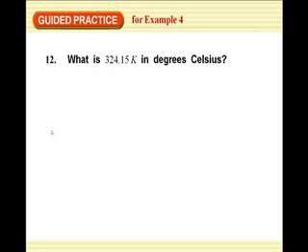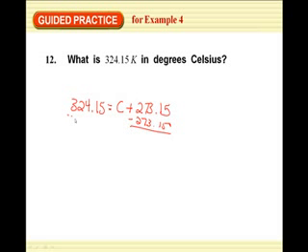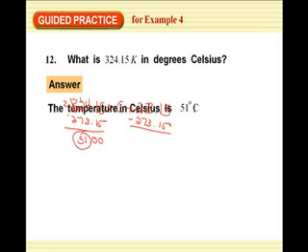What is 324.15 Kelvin in degrees Celsius? So that's going to be here. 324.15 equals C plus 273.15. So I have the right numbers. Yep. So we want to know Celsius this time, so I got to get C by itself. So I minus 273.15 minus 273.15. 0, 0, 1. 51 degrees Celsius. There we go.